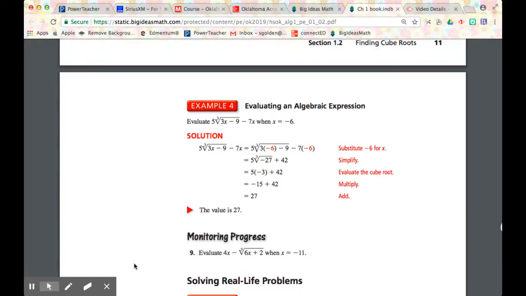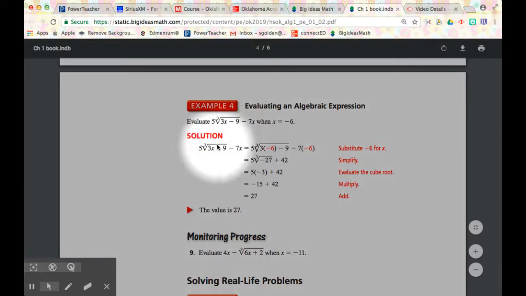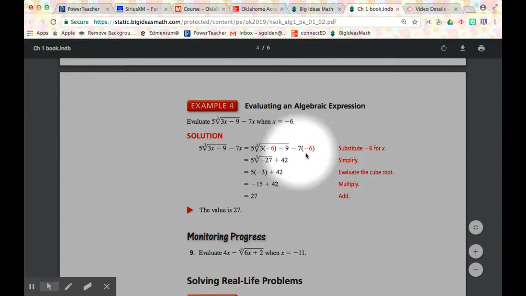Okay, so on example 4, this is going to be the last example we do together today. It says evaluate 5 times the cube root of 3x minus 9. That 3x minus 9 is all inside the cube root. Then there's still a minus 7x. And then they tell us when x equals negative 6. So the first thing we always do on these is we rewrite it or substitute in that negative 6. So my problem goes from this to, when we plug it in, it looks like this.